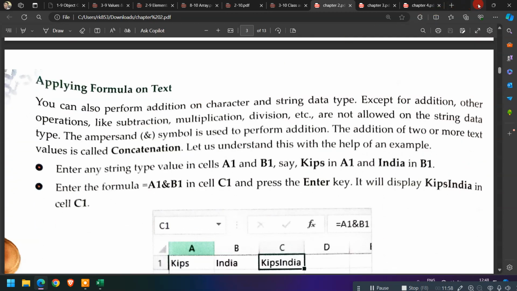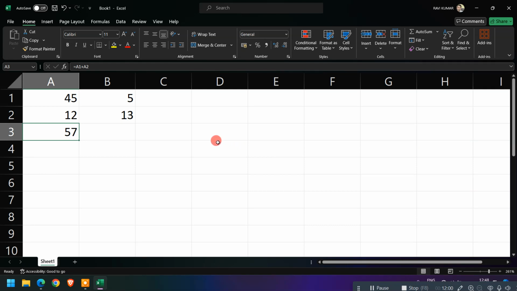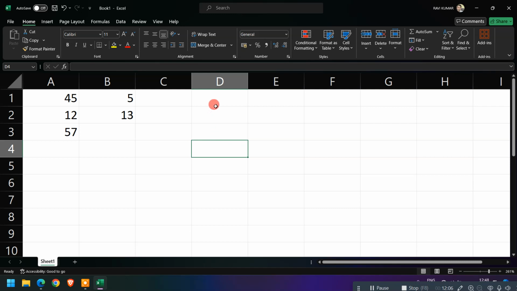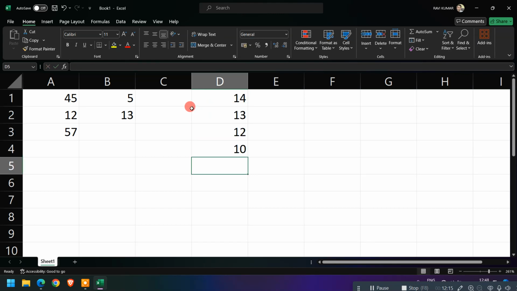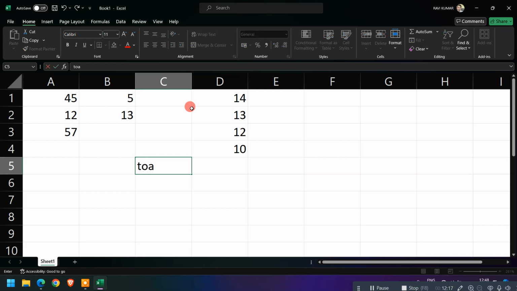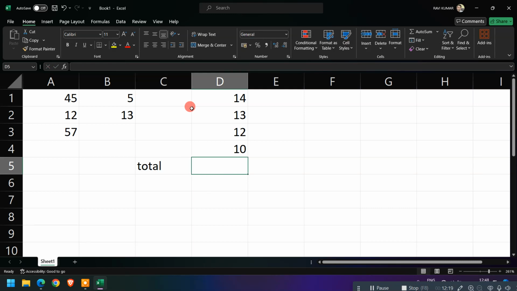So, basic formula. What is a basic formula? The formula which contains only one type of operator. Like suppose I am writing 14, 13, 12, and 10. And I am displaying total. For arrangement purposes, I am creating a table.